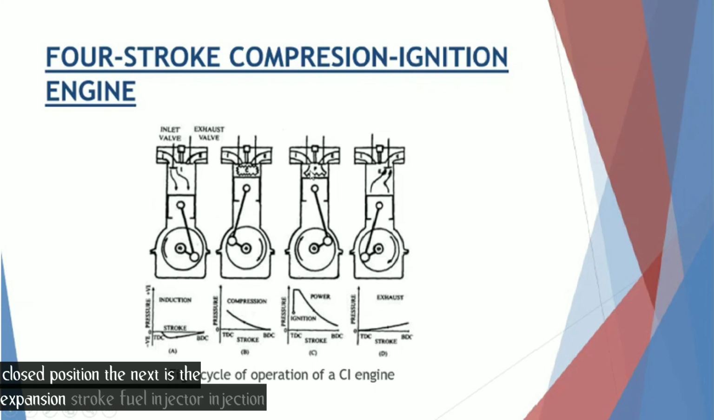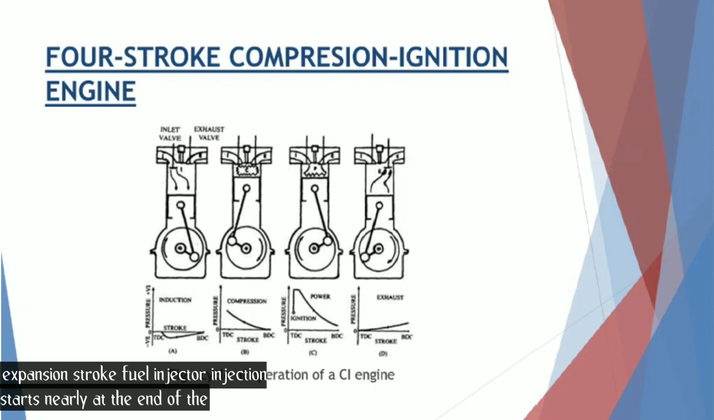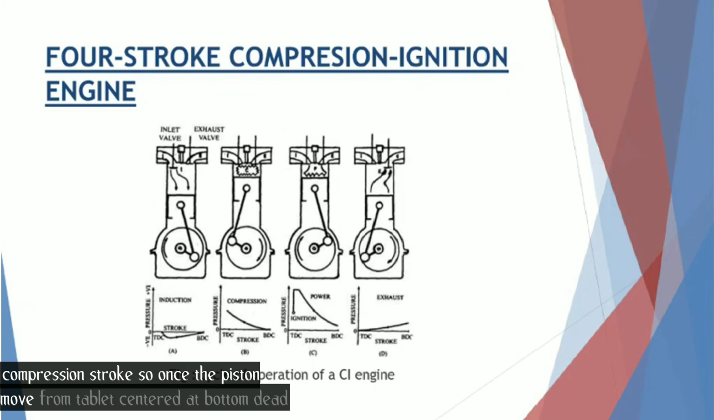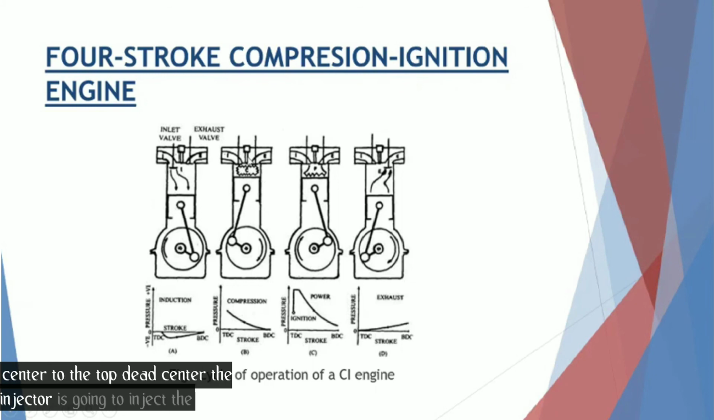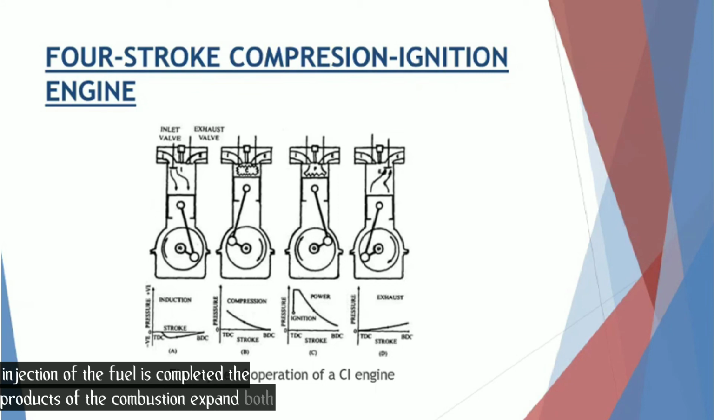The next is the expansion stroke. Fuel injection starts nearly at the end of the compression stroke. So once the piston moves from bottom dead center to the top dead center, the injector is going to inject the fuel. The rate of the injection is such that the combustion maintains the pressure constant in spite of the piston movement on its expansion stroke, increasing the volume. After the injection of the fuel is completed, the products of the combustion expand. Both the valves remain closed during the expansion stroke.